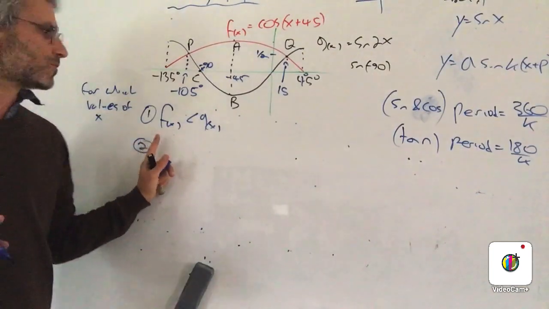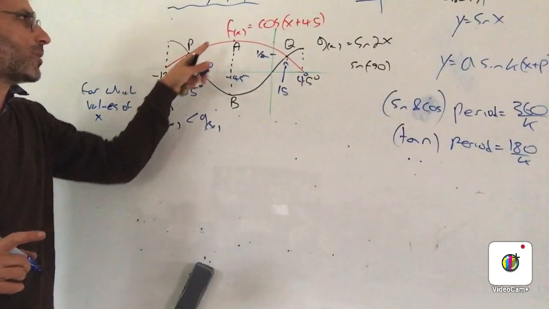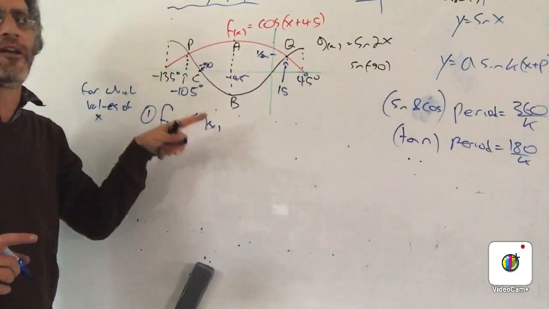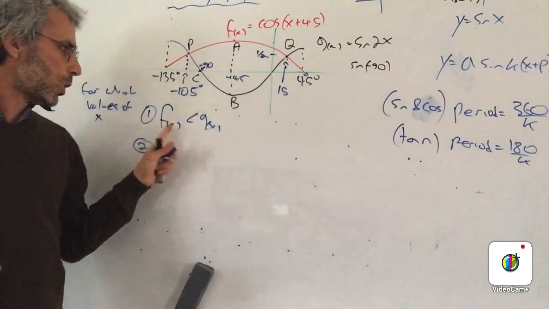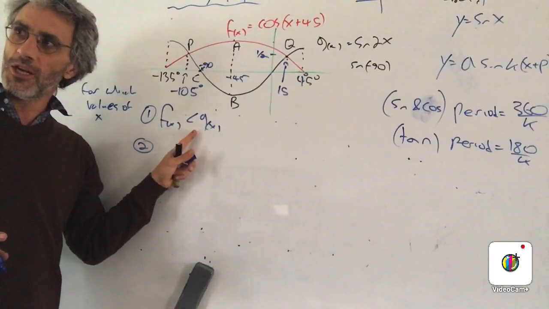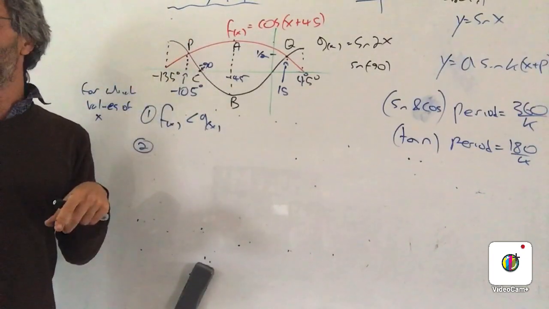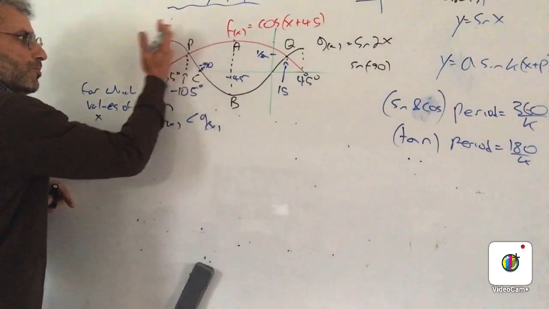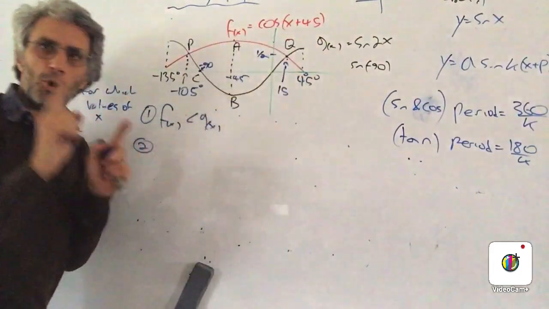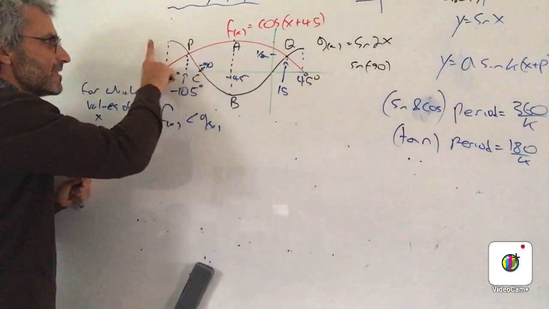Let me ask you that. F smaller than g, that means when f is below g or f above g? Below. F smaller than g, basically they're asking us when is the red graph below the black graph. So it's here and there. It's very important to be able to do it with your fingers. It's this area and this area.